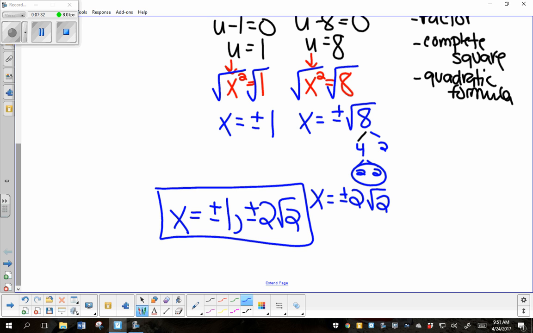Well, we don't want the plus or minus to be in between the 2 and the square root of 2, because that does happen in the quadratic formula, doesn't it? But in this case, since it's just the square root of 8, it's kind of like there's a 0 out here. 0 plus or minus root 8.